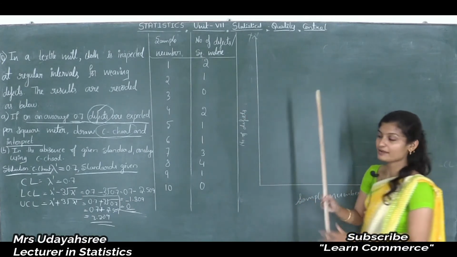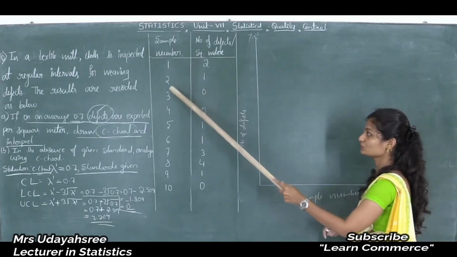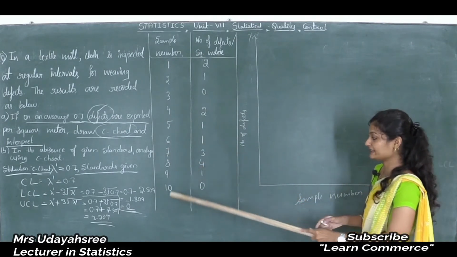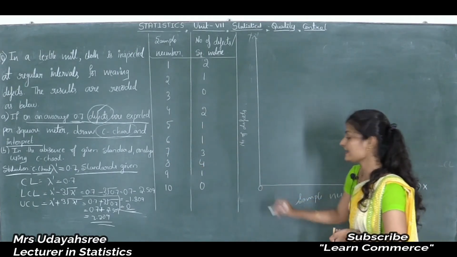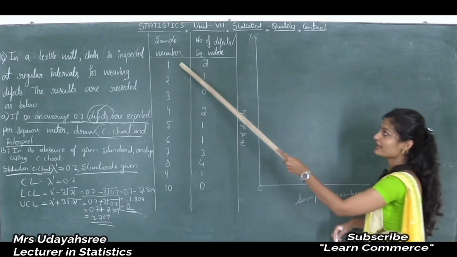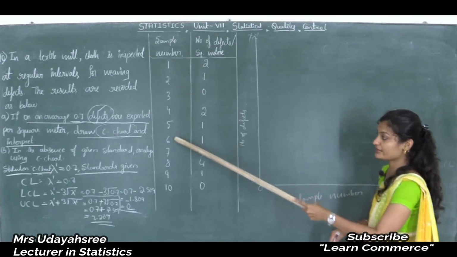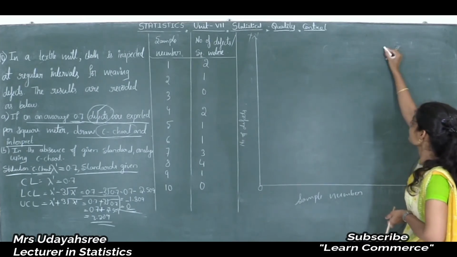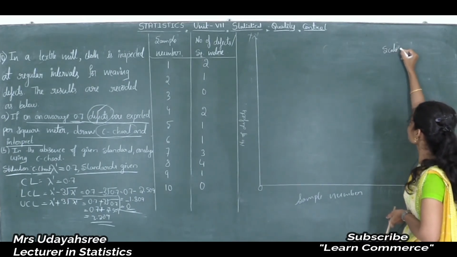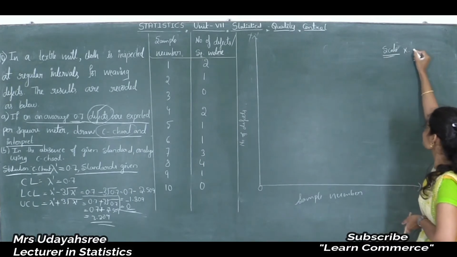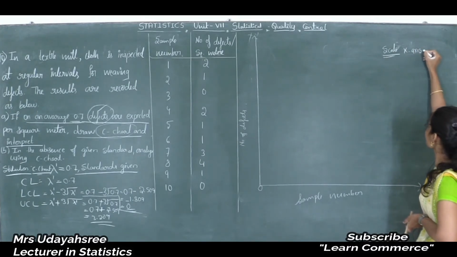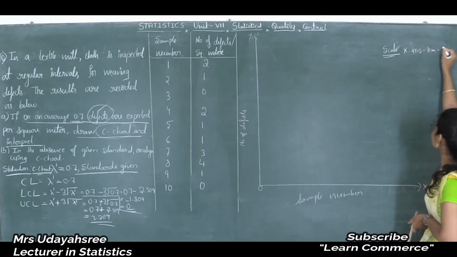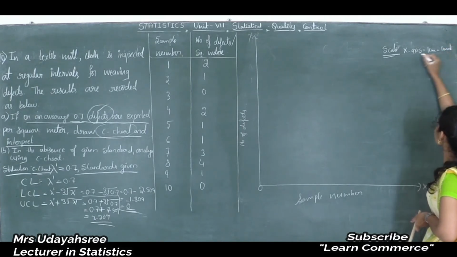See, here sample numbers are like this: 1, 2, 3, 4, 5, 6, 7, 8, 9, 10. Here the origin is 0 and the sample numbers go up to 10. Therefore, I will take the scale like this. For the x axis, 1 centimeter is equal to 1 unit.